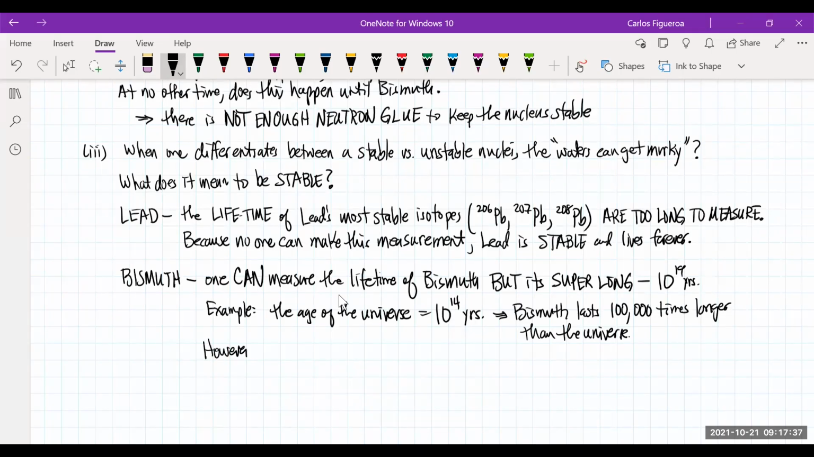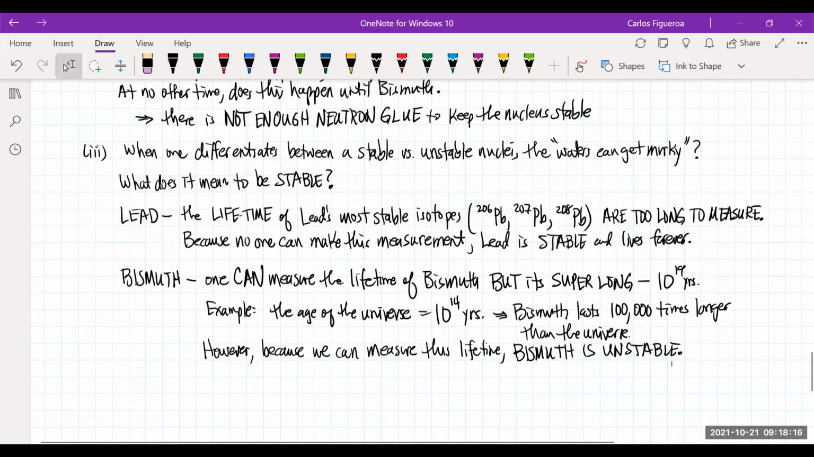However, and this is the key point, because we can measure this lifetime, bismuth is unstable. Isn't that wild? I think that is so wild. That is always like going like, you're kidding me.